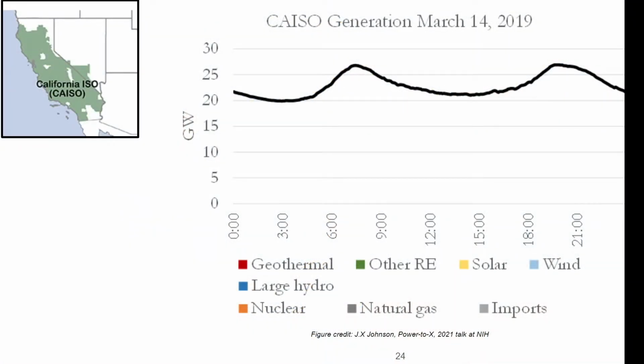So let's look at an example of California. I spoke about the California Independent System Operator, which is one of the independent system operators out in the West. So the curve you see on your screen, that's California's generation on March 14th, 2019. Throughout the day, on a 24-hour time span, that's the electricity demand of the entire state of California. So let's look at how a system operator would manage this grid.